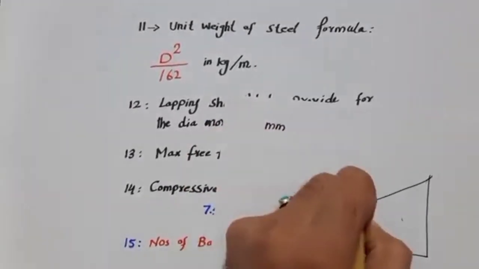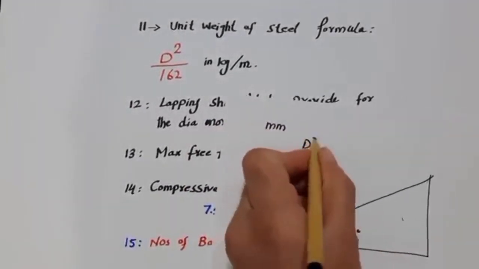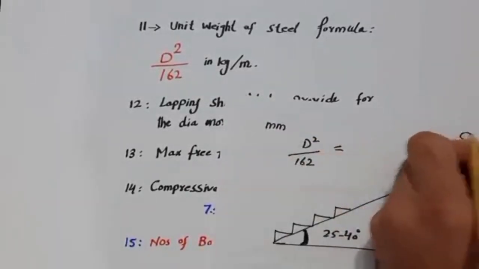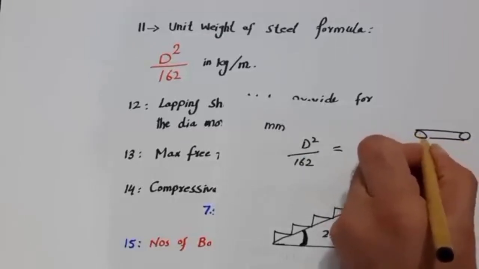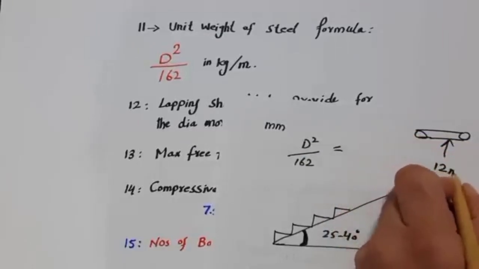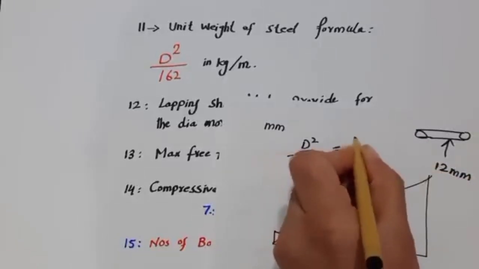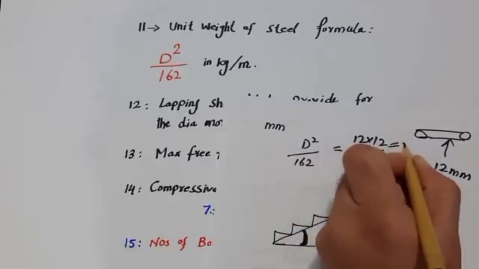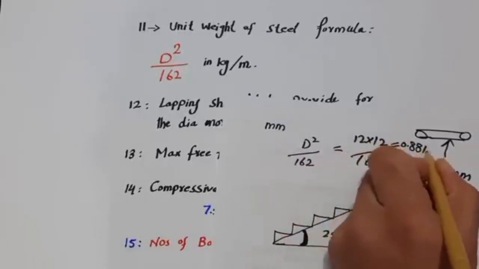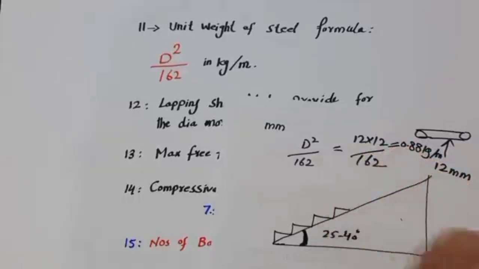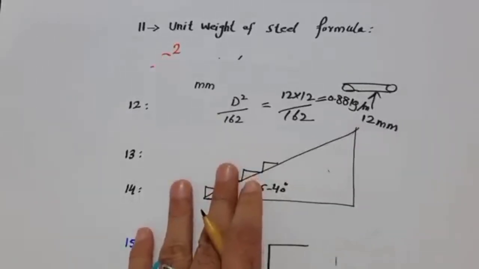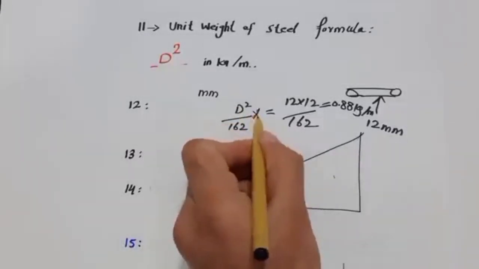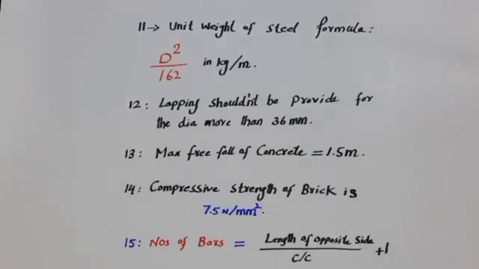For example, I am using the formula D square divided by 162. Say this is a steel rod whose dia is 12 millimeter. So the formula will be 12 multiplied by 12 divided by 162, so it will become 0.88 kg per meter. So this is the weight of steel for 12 millimeter dia of steel rod. Okay, with the running length you can also multiply, right?